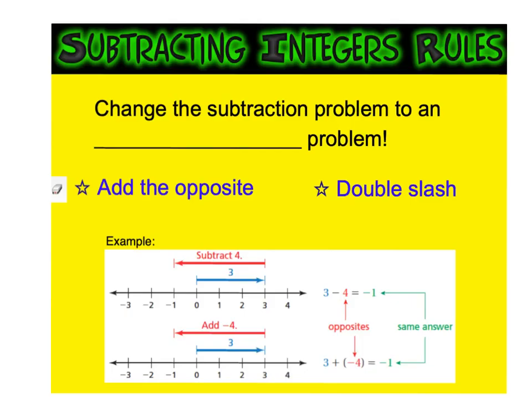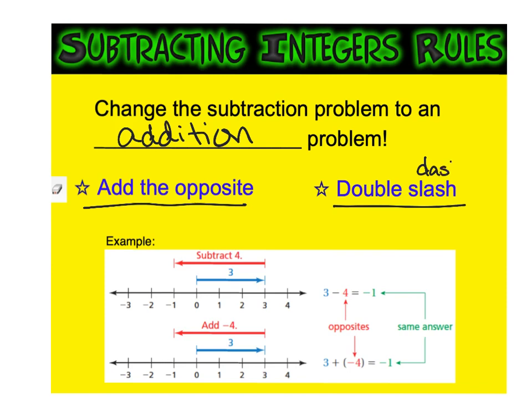So basically, when we do subtraction, notice the yellow box, so this should go in your notes. Change the subtraction problem to an addition problem. And you're going to do this 2 ways: adding the opposite or double dashing, double slash. It doesn't really matter which way. It's one or the other. We're basically going to double dash. So let's practice doing it.